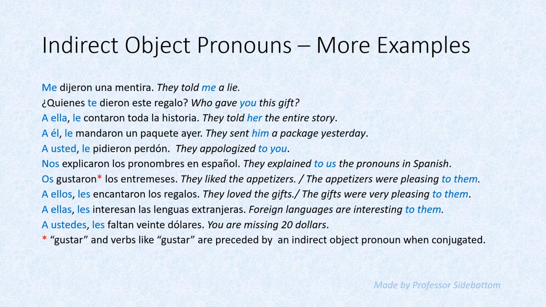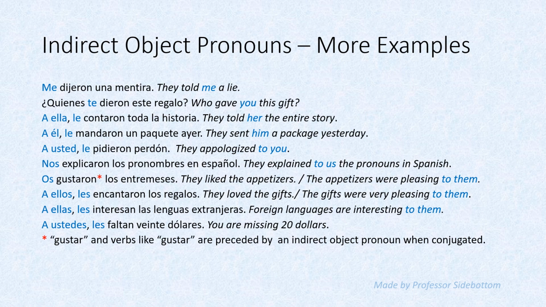Here are some more examples of sentences with indirect object pronouns. Me dijeron una mentira. They told me a lie. ¿Quiénes te dieron este regalo? Who gave you this gift? A ella le contaron toda la historia. They told her the entire story. A él le mandaron un paquete ayer. They sent him a package yesterday. A usted le pidieron perdón. They apologized to you, ma'am or sir.